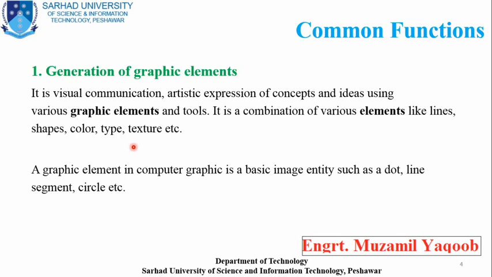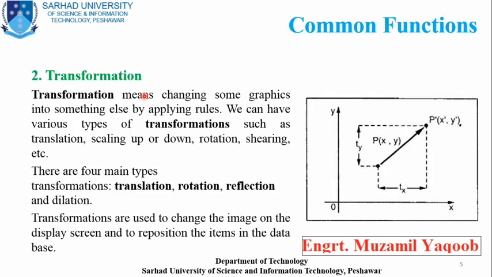So let's move towards the next function, which is transformation. Transformation means changing some graphics into something else by applying rules. We can have various types of transformations, such as translation, scaling up or down, rotation, shearing, etc. Over here in this picture you can see how transformation is done. The different points on the graph are shown, as you can see.